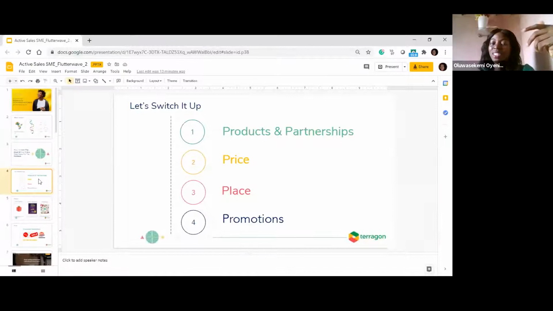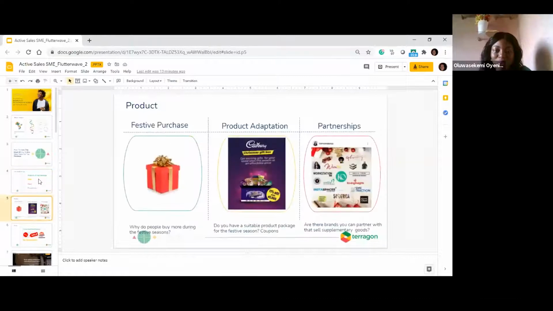We're going to be talking about how you can switch it up, especially for this season and especially for the SMEs who are in attendance today. So we can start from the first one, which is product, and I'm going to add my own to it, partnerships, right?